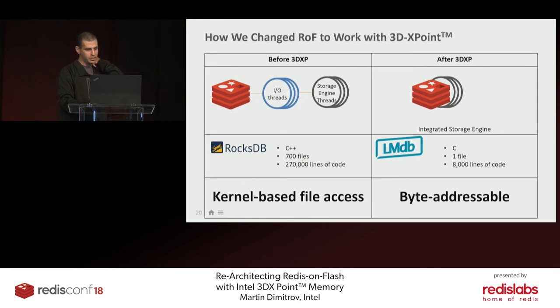We found out that since 3D XPoint is so much faster than NVMe, the overhead of working with IO threads and issuing requests to IO threads and blocking clients and then unblocking the clients just isn't worth it. This memory is so fast, it's just faster to simply do all the IO from the Redis main thread. So just get a command, execute the command. If you need something from 3D XPoint, you fetch it and run the command.